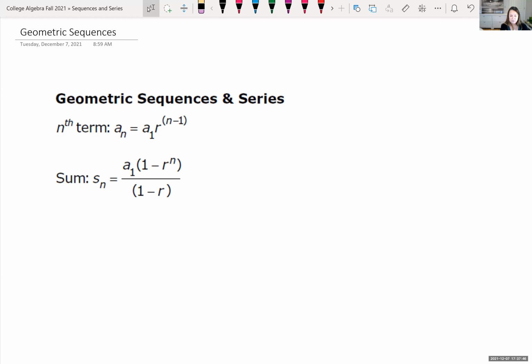Okay, so the next special sequence is geometric sequences. And we have the formula for summation in here too. If we take the nth term, basically what a geometric sequence says is, if you take a term, a sub n, and divide it by the term right before it, a sub n minus 1, we're always going to have the same constant r. R is called the common ratio.